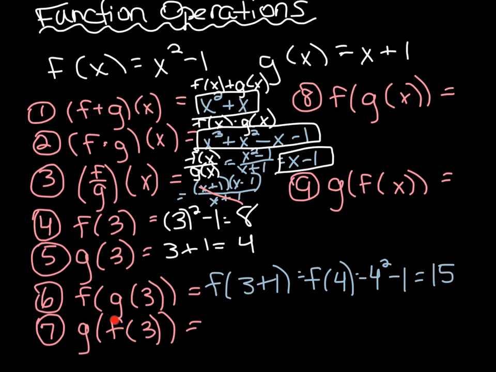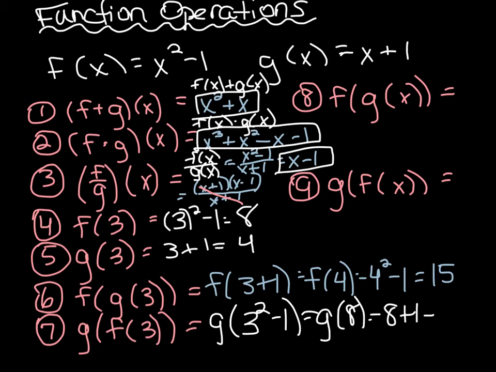Now in reverse, now I'm doing the f function first. So this one's going to be g of f of 3. I take the 3 and I plug it into the f function. 3 squared minus 1 is going to give me 8. So now I'm finding g of 8. That's going to be 8 plus 1, which is 9.